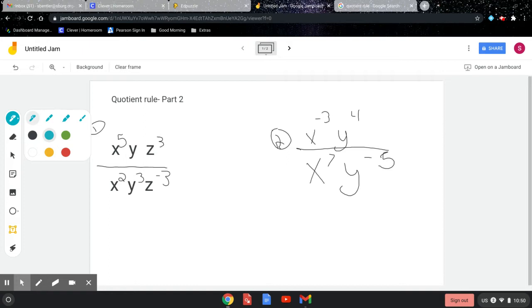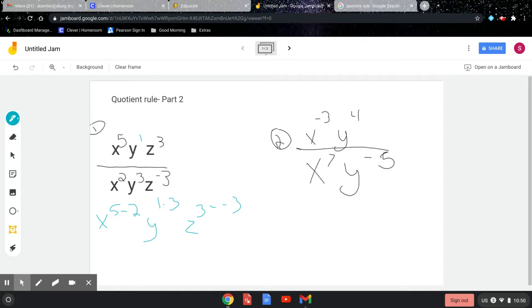I'm going to get my x terms and I'm going to just subtract them: 5 minus 2. My lit bases, I'll have y. There's that invisible 1, so 1 minus 3. Then I have my z's, which is 3 minus negative 3. Okay, so that's me showing my work.